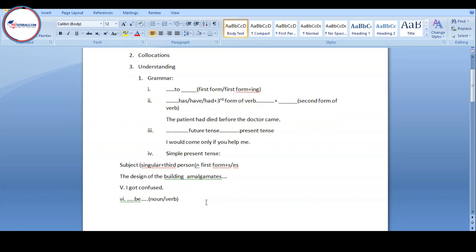I hope these things are clear. Side by side, whenever I'll be explaining any paragraph, I'll again come to grammar and collocation. Now next, let's start with the second part, that is collocations. Have you ever read about collocations? Have you ever studied about collocations in your school time? Till 10th class, we all have studied English.